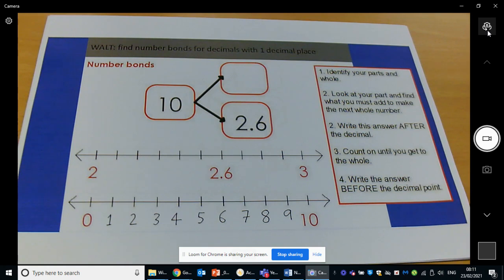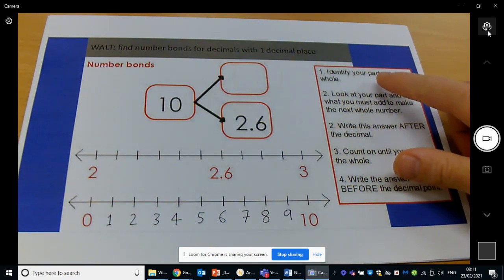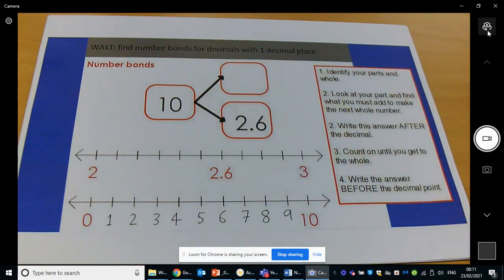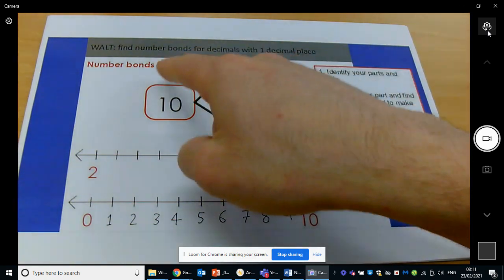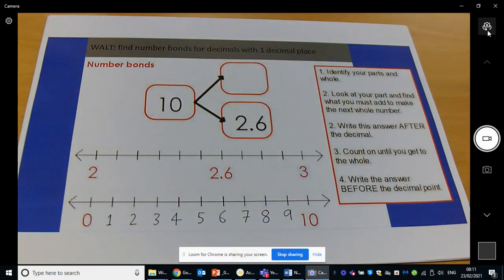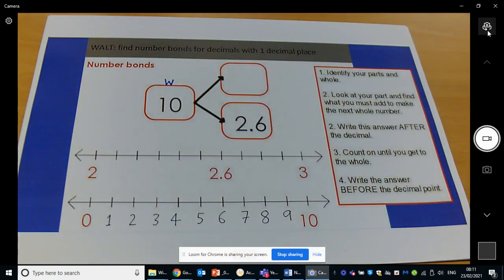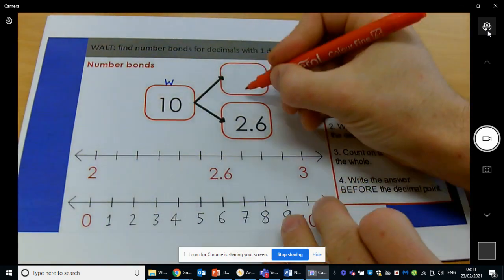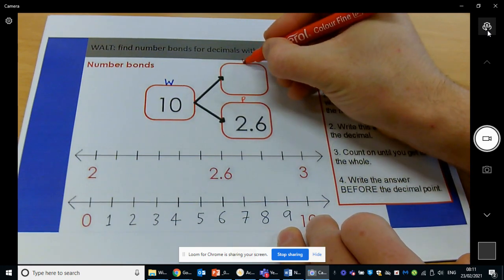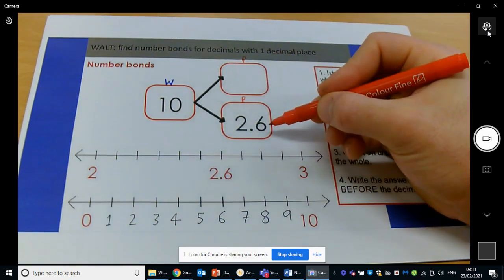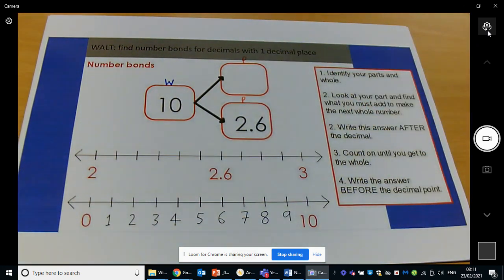So I'm going to do this one first. Just watch really carefully how I'm doing it. So identify your parts and your whole. Well, it's already been sort of done for us because it's already in the diagram, but just to make it really clear, I'll put a W for whole, because 10 is our whole, and then a P for parts. One of them is 2.6, and the other, that's what we're trying to find out.